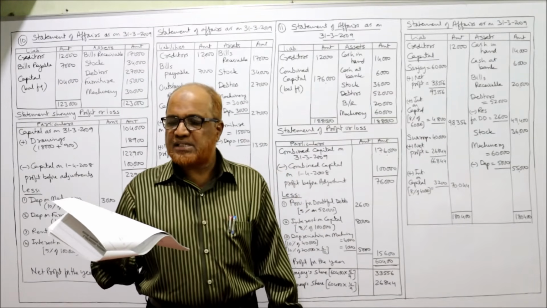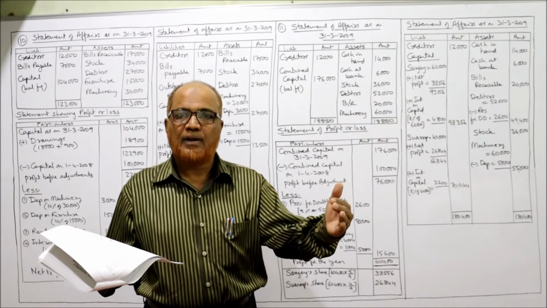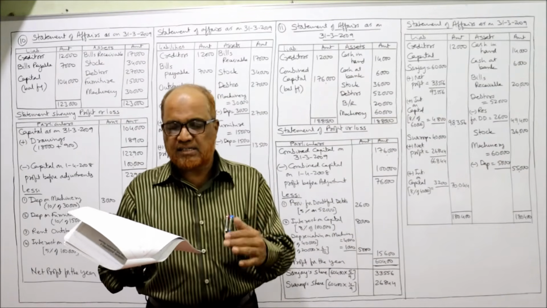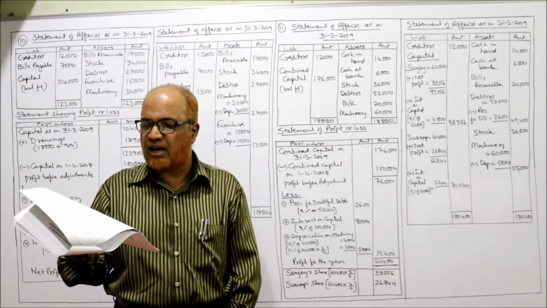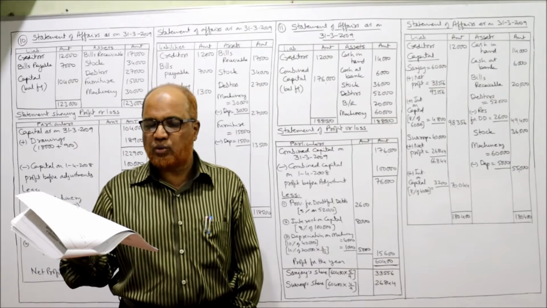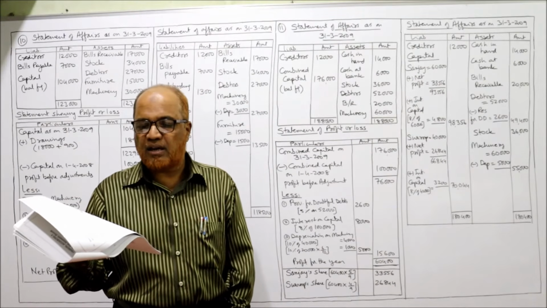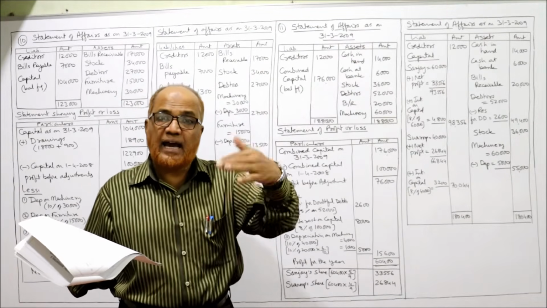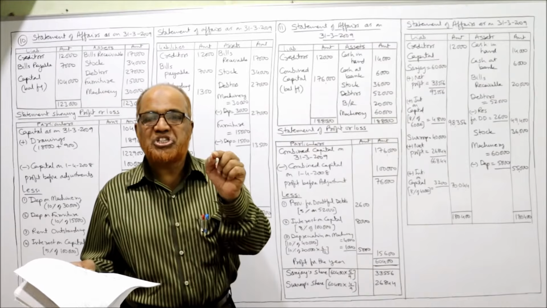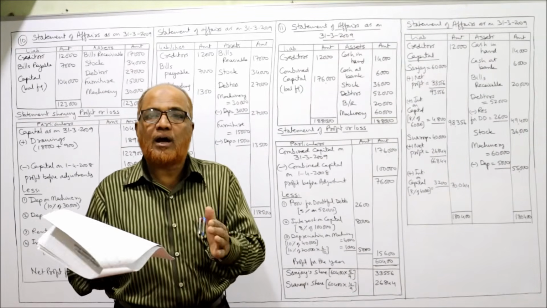Now on 31st March 2009, end of the year. After 1 year, what are the assets and liabilities? Stock 36,000, machinery 60,000, cash in hand 14,000, debtors 52,000, bills receivable 20,000, cash at bank 6,000, sundry creditors 12,000. These are the assets and liabilities at the end of the year. So we have to make a statement of affairs at the end of the year to find out the combined capital.